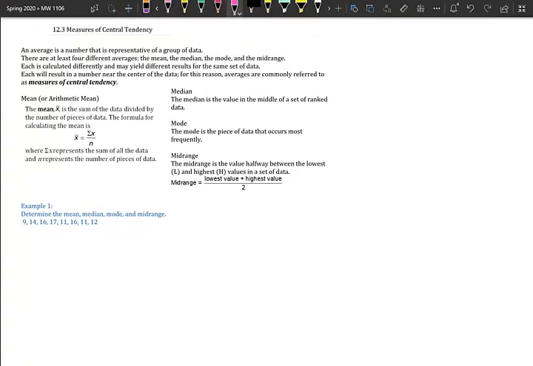12.3 Measures of Central Tendency. You've been doing this for such a long time. Now we're just putting a name to what we've been doing. So, an average is a number that is representative of a group of data.